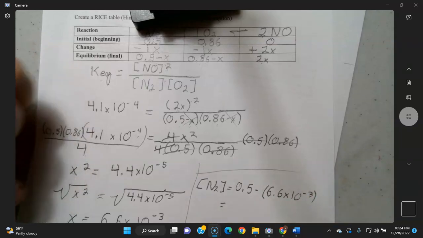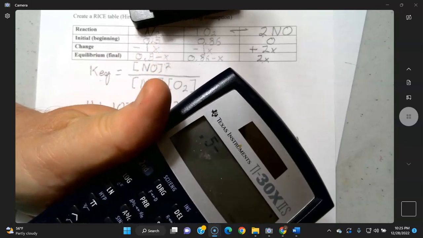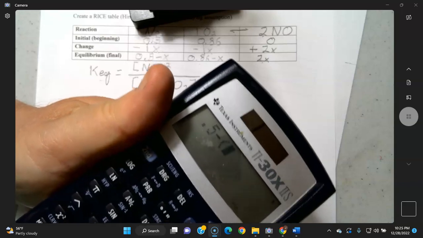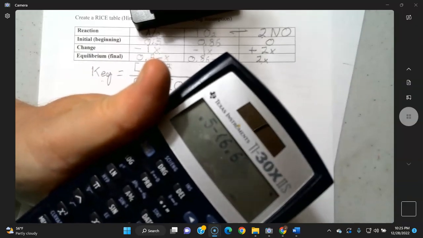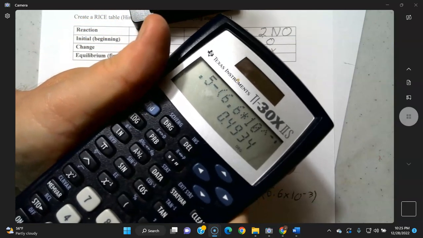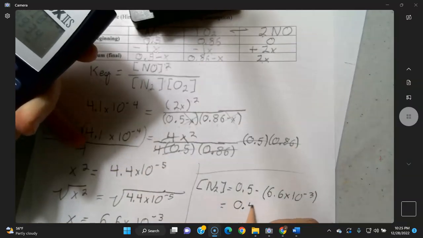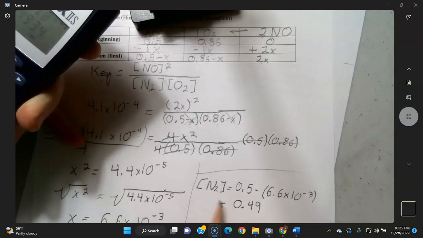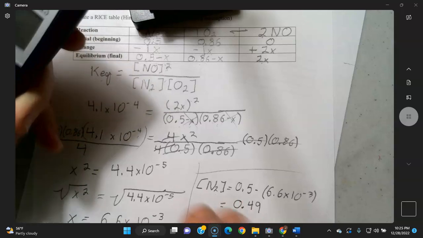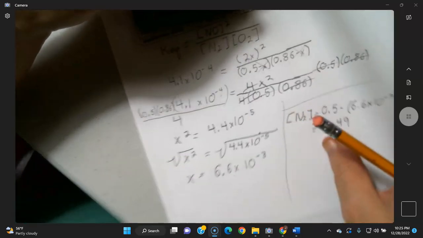And that's going to equal, let's do that, 0.5 minus parenthesis, I like to put this 6.6 times 10 caret negative 3, close parenthesis, gives us 0.4934. We'll just call it 0.49. So notice it didn't go down very much. It went from 0.5 down to 0.49. Not a big drop, but it is a little bit. Okay. All right. Let's straighten out a little bit here.